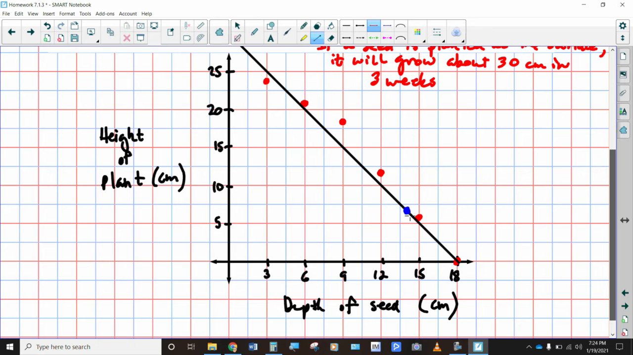So this would be where 14 centimeters deep is. And so we would go to, that would be 12, 13, 14, 15. So that's 14 centimeters. So what would we expect that to be? We would expect it to be probably around 7, between 7 and 7.5, somewhere in that range.